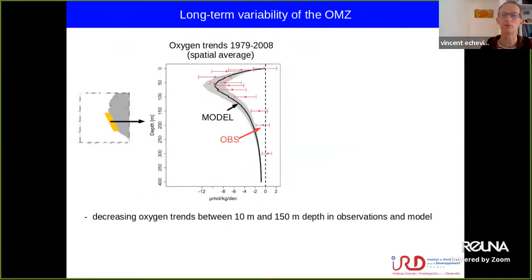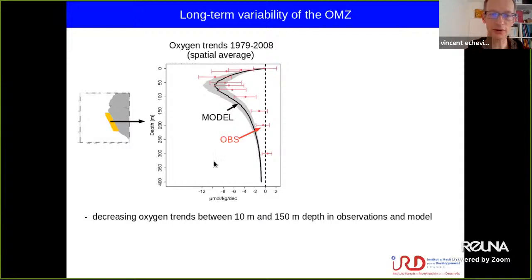Okay, so now we begin to look at trends, meaning that when we have a time series, we fit a linear trend in this time series. And if we look at the trends at different depths, so we have different time series at different depths. In red, you have the time series of the data. And in black, you have the time series of the model.